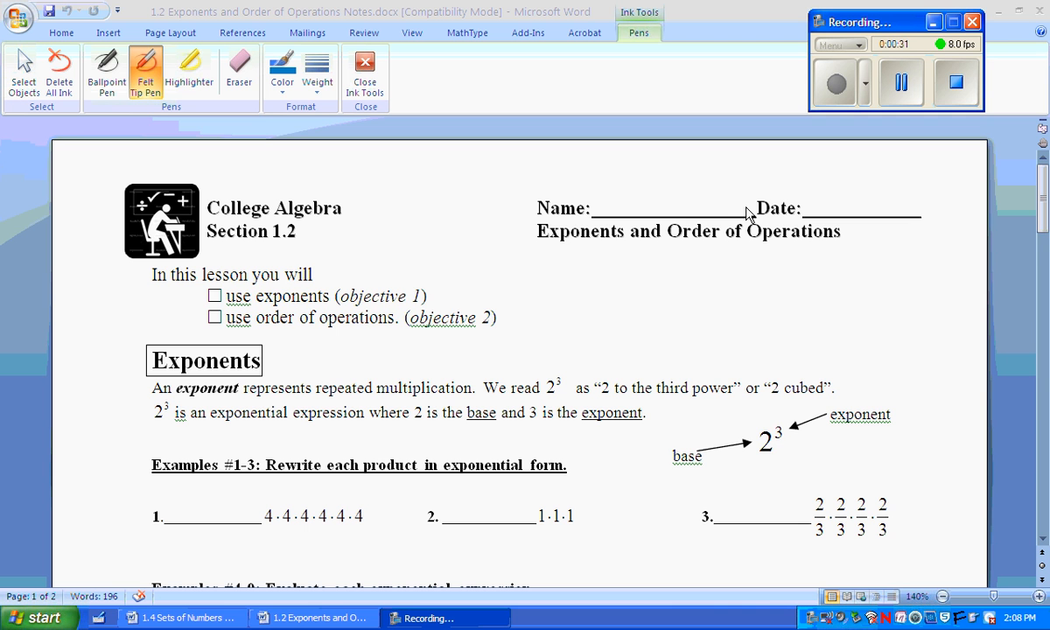In this lesson, you are going to be able to use exponents, and we're going to be able to use the order of operations. An exponent represents repeated multiplication. We read 2 to the third power, or, because 3 is a special number, 2 cubed. In the expression 2 to the third, the 2 is the base, and the 3 is the exponent.